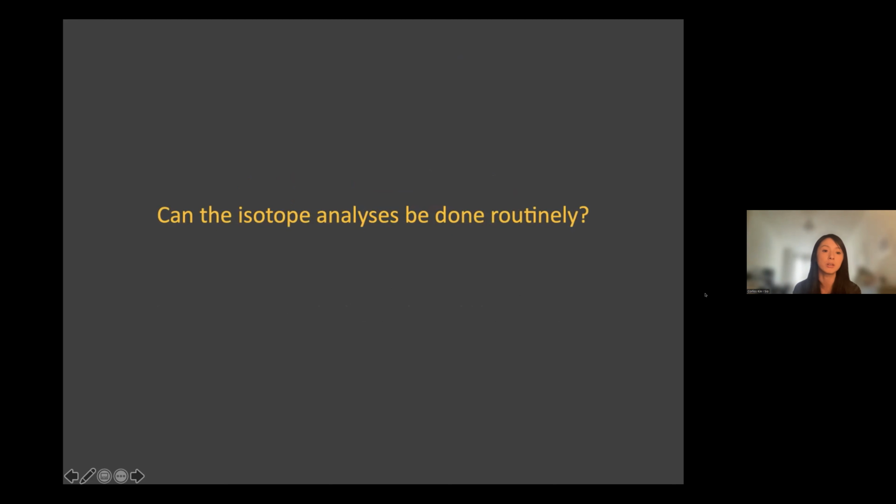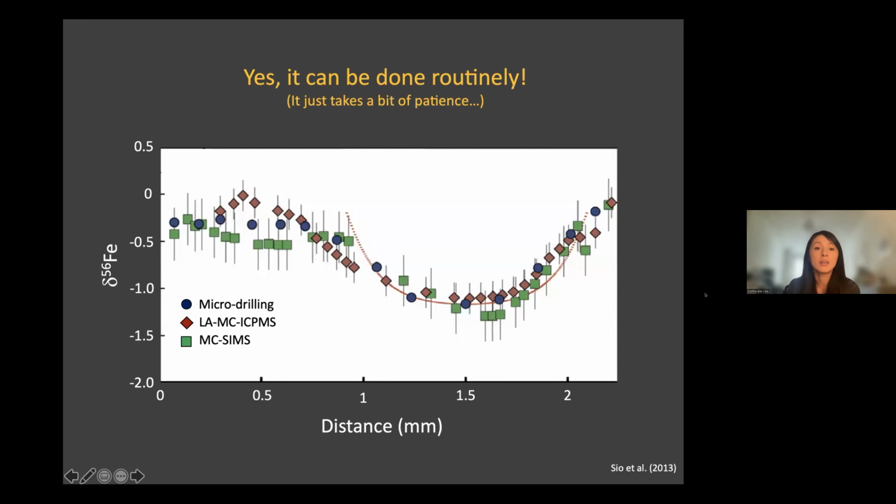But another question is, well, can these isotope analyses be done routinely? And the answer is yes, these analyses can be done routinely. So shown here is the isotope profile for the same olivine crystal that I've studied from Kilauea Iki lava lake. So iron isotope on the x-axis against distance. So 3 sets of data are plotted here.